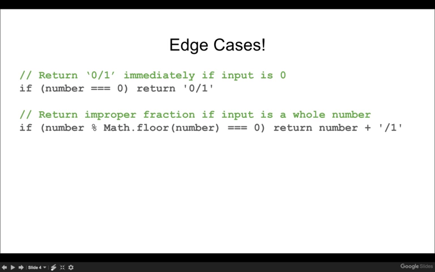First of all, we have edge cases. Obviously, if someone passes in 0, we still have to pass an improper fraction. So we're just going to return a string of 0, 1. Likewise, if it's a whole number like 3, we don't really have to do anything with that other than return 3 over 1. So those are two edge cases. Get those out of the way.